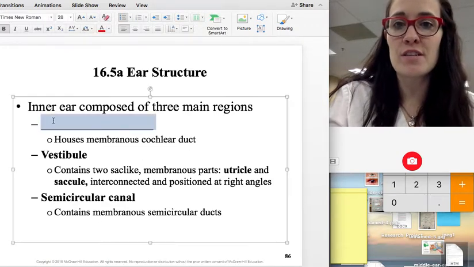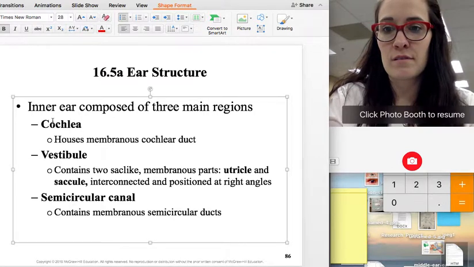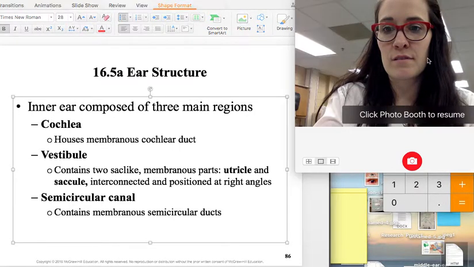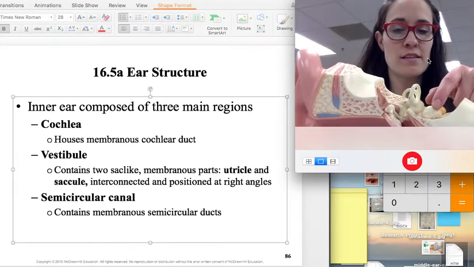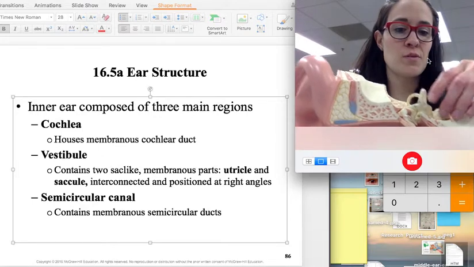There are three main regions within the inner ear: the cochlea, that looks like a snail. It contains the cochlear duct. There it is, the snail. The vestibule, which is this area in the middle. Between the two, I'll take it out.